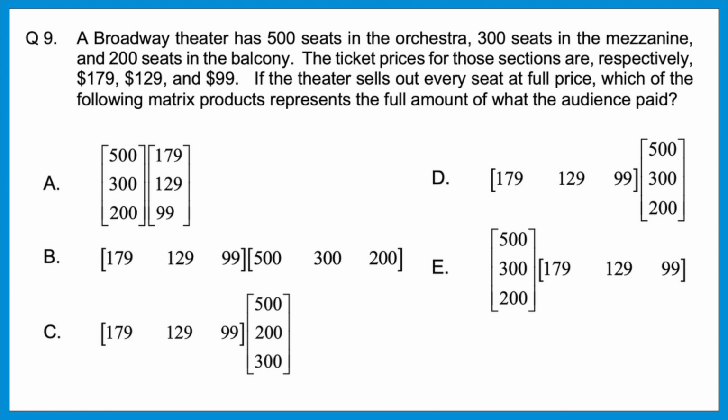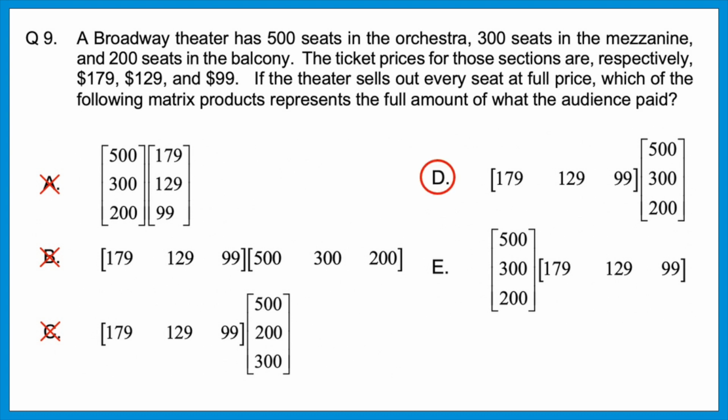So if you tried to work with the first two, A and B, you would have seen that you couldn't multiply them. The columns of the first did not match the rows of the second. Those products were undefined, so A and B are out. Now C, D, and E were all defined. You can multiply them. However, look carefully at the numbers in C. The numbers are in the wrong order. The ticket prices don't match with the type of seat, so we could also eliminate C. So that leaves us with D and E.